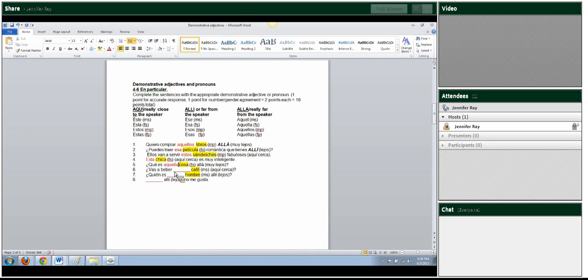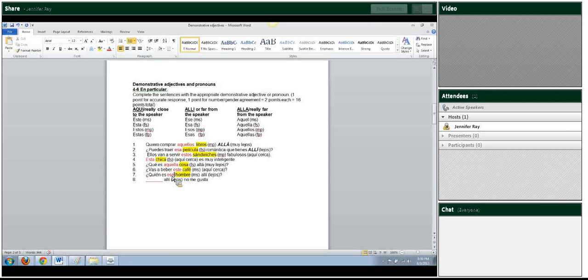Vas a beber café aquí cerca. Here's aquí. So I've got este, esta, estos, estas. Café is masculine and singular. So I'm going to find masculine and singular and I'm going to put este. ¿Quién es blank hombre allí? Here's allí. So I'm going to pick between ese, esa, esos, esas. Hombre is masculine and singular. Masculine singular. I'm going to put ese.